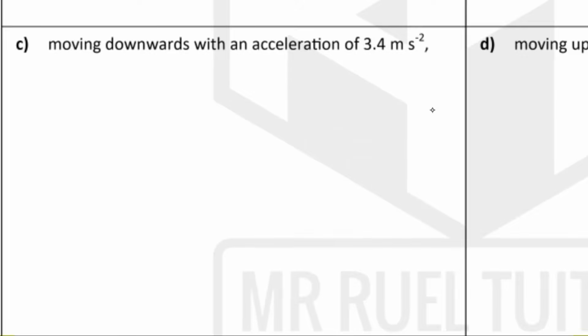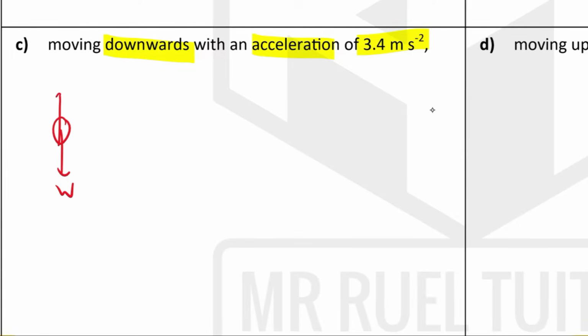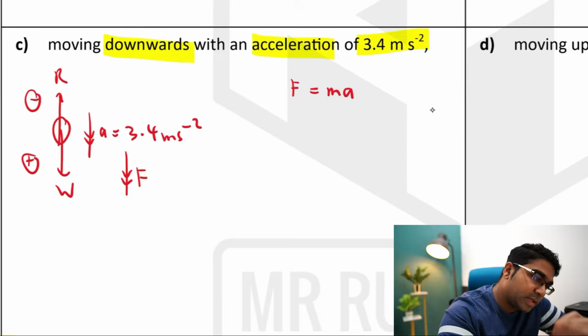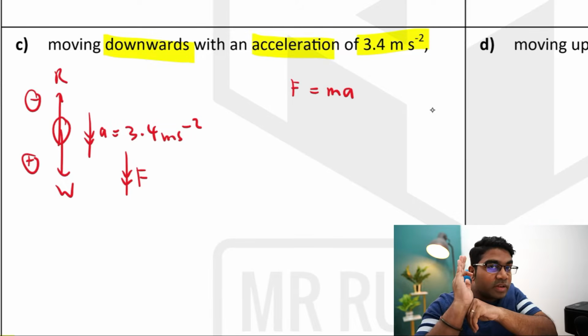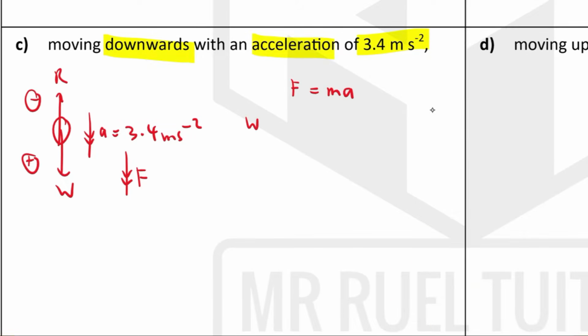Let's try another one. Let's try C. Let's say it is moving downwards with an acceleration of 3.4 meters per second squared. Again, we have the weight and the normal reaction. This time there is an acceleration. Acceleration is in the downward direction and the magnitude is 3.4 m/s². So already we know the resultant force is acting downwards. So we are going to take downwards as the positive direction, upward as the negative direction, just to make things easy. Now we can construct our equation. The resultant force is equal to ma, and in the situation where we have two opposite directions, that is W plus negative R equals ma.